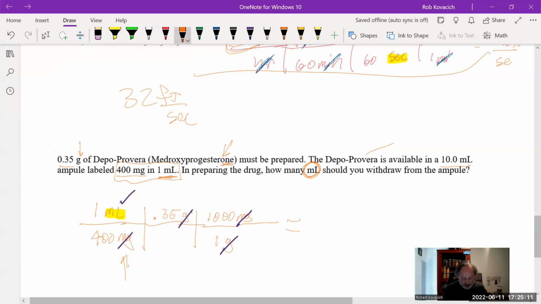And let me grab a calculator. 0.35 times 1,000 divided by 400. And I get 0.875 milliliters. My answer, since this is a two sig fig thing, is going to need to be 0.88 milliliters. That's what I'm going to be giving this person.